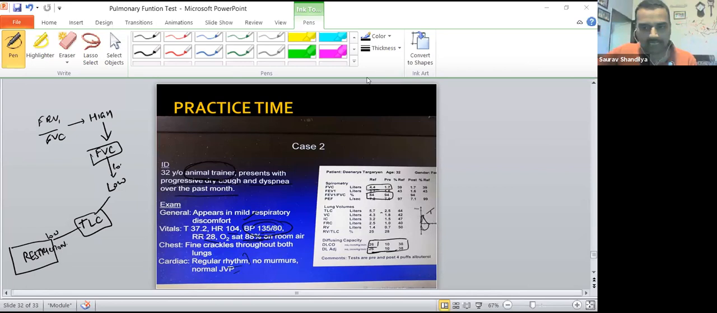Now restriction is confirmed. Let us talk about what kind of restriction it is. If restriction is confirmed, we have checked the DLCO. We found it a little low. In restriction, if you see DLCO is low, that means the membrane is creating a problem in diffusing of the carbon monoxide. That is, the blood is not able to go easily. That means the membrane is thicker. What kind of problem can make the membrane thicker? Any sort of interstitial lung disorder. And you see the history here: animal trainer. That means a lot of fur would have given some trouble. So definitely there is an ILD.